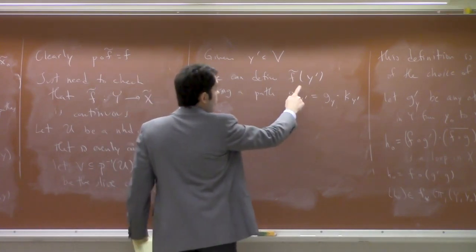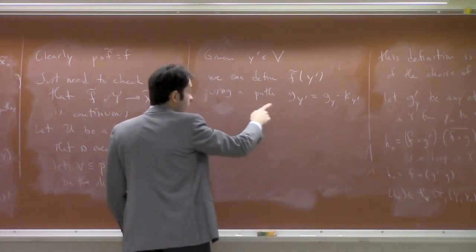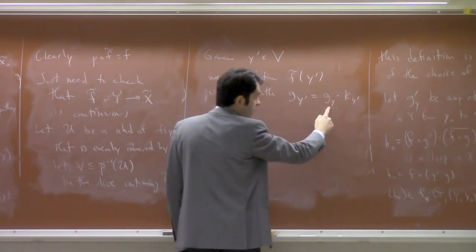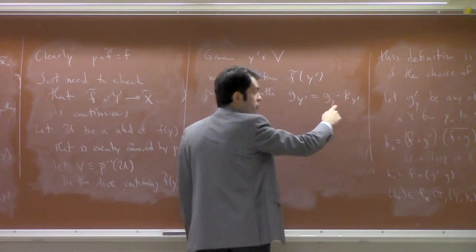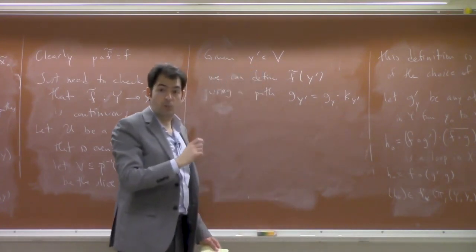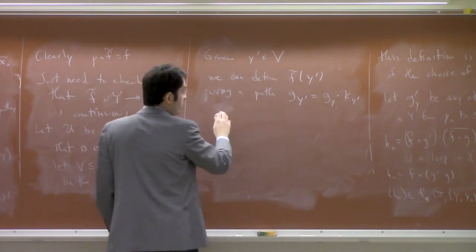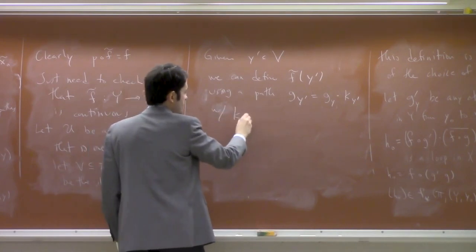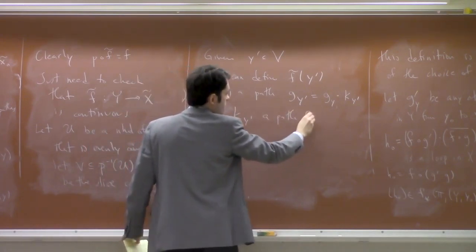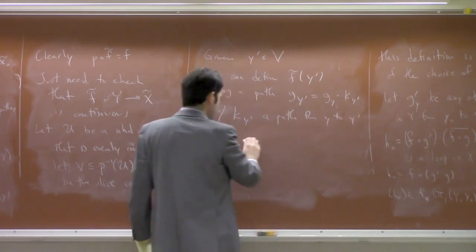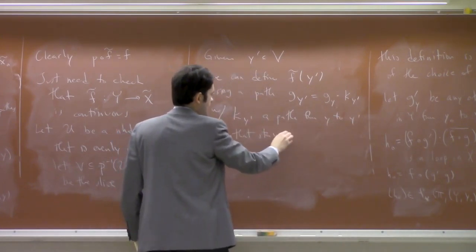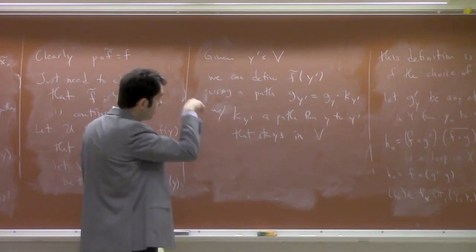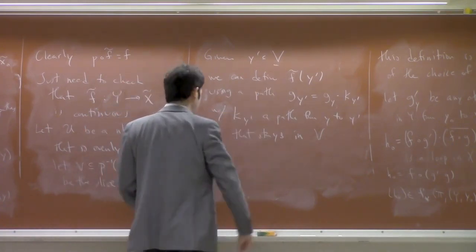To define f tilde of y prime, you only need some path that gets you to y prime. So let's say that you take the path that gets you to y, and then you just continue with some path that goes from y to y prime. And now we're going to use that Y is locally path connected to say that we can choose this path from y to y prime that stays in V. Right? So we can choose this final part of the path staying entirely inside V.